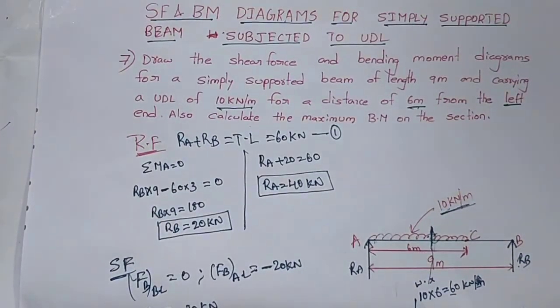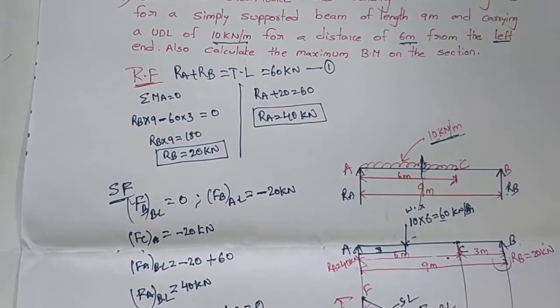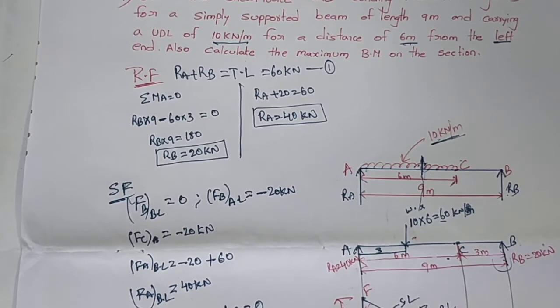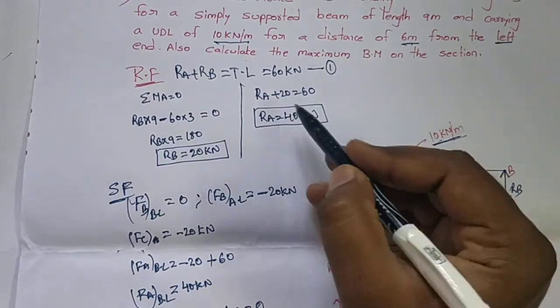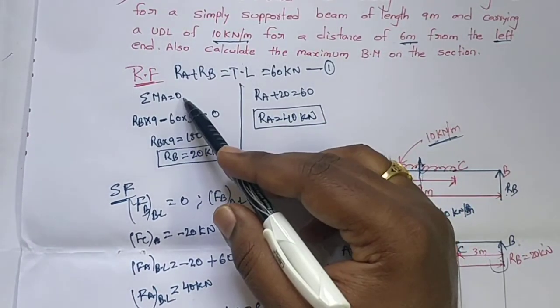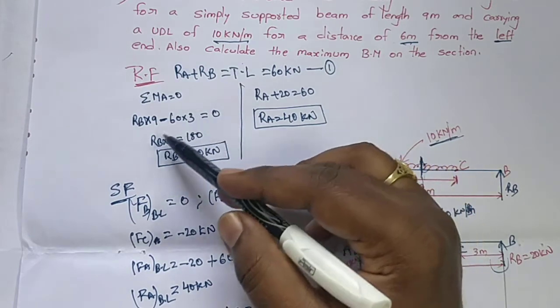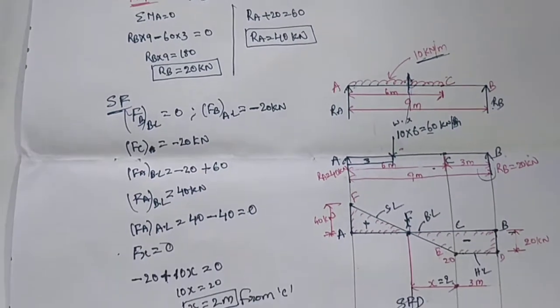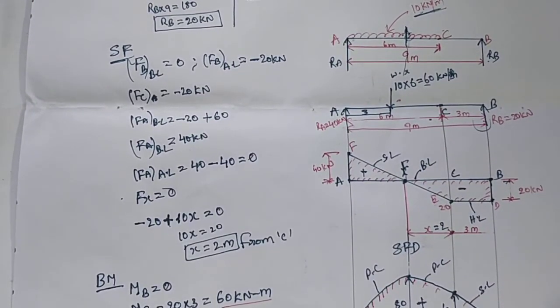Observe, it is the given problem. First we drew the beam based on the given problem. Next we converted UDL load into point load. Next from this we calculated reaction forces RA and RB by taking moments or equilibrium equation. Okay, we calculated RA and RB. Next we calculated shear force value, shear force at point A, B, C.